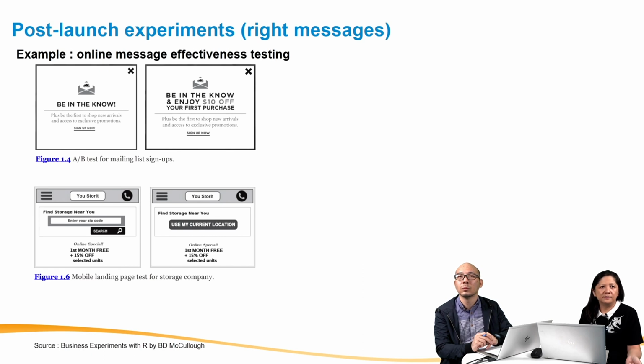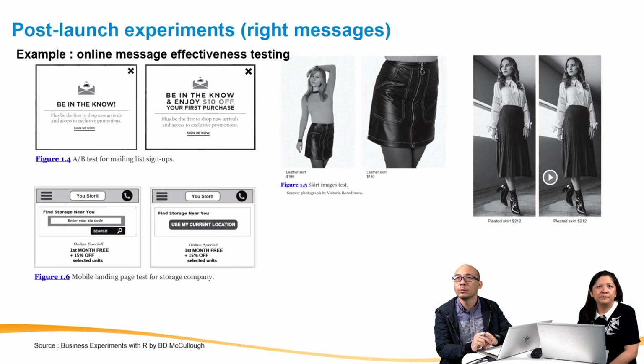Okay, so the one at the bottom is looking at a mobile landing page for a storage company, whether using different approaches, for example, being able to detect the current location, would have more click-throughs. Other messaging approaches, for example, if you are selling clothes, which would be more appealing for your customers to click through? Will it be showing the full length of the person, or just a cropped shirt image? And on the right-hand side, you can also test whether with and without a video icon link, which one will be more effective in driving click-through rates.